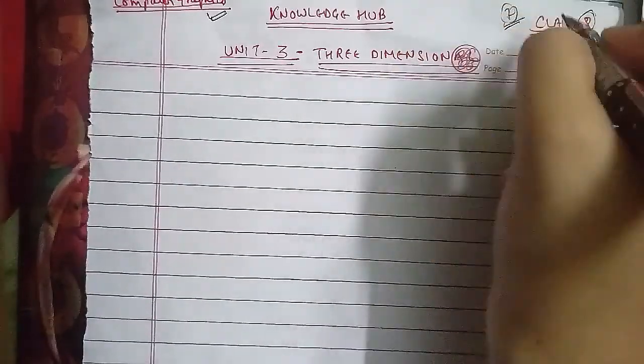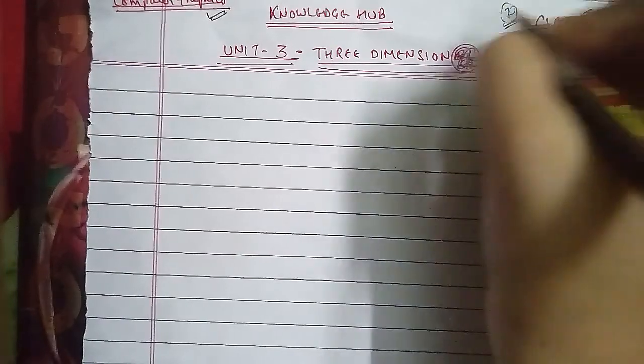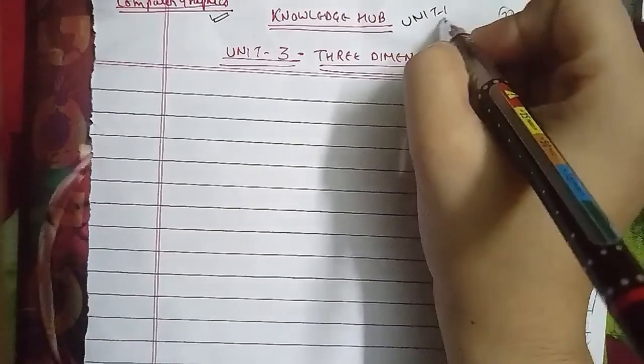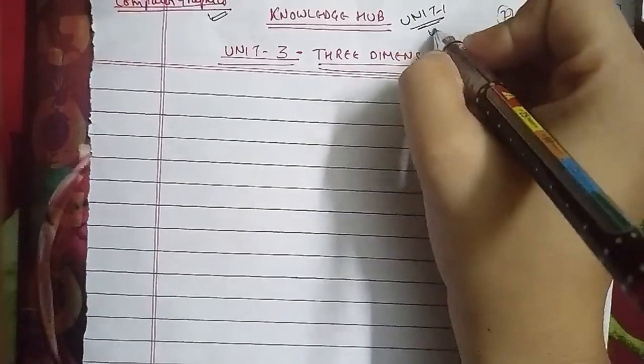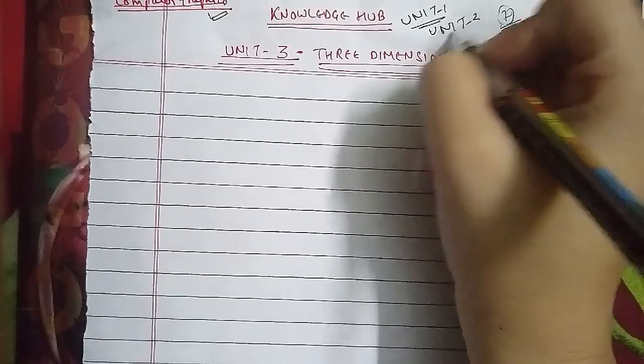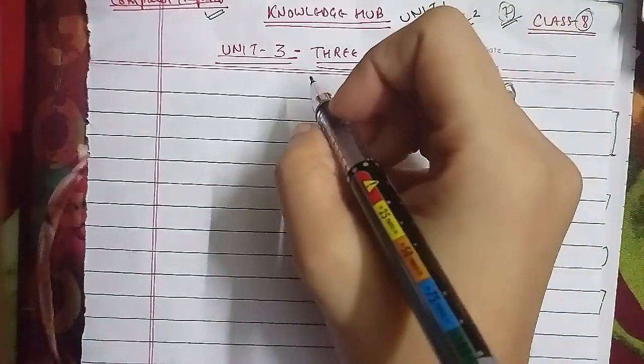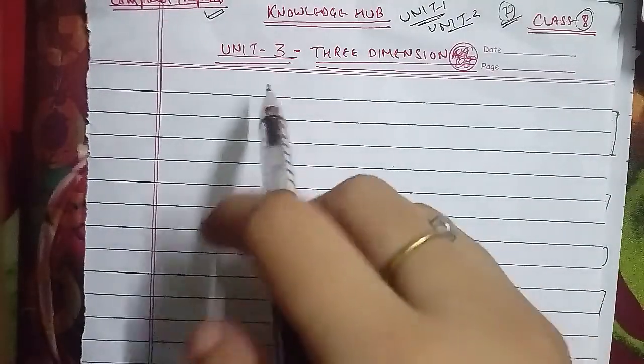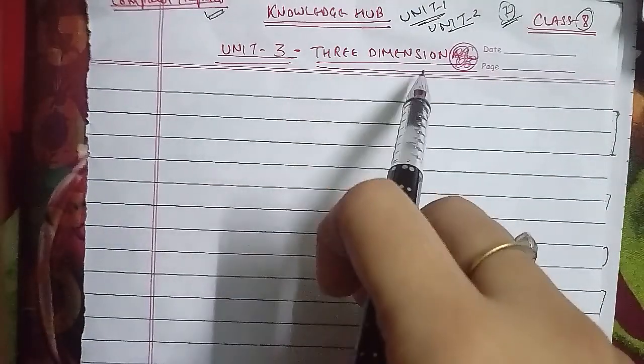Before these 7 classes, we had covered your unit 1. We had completed that as well, and we had completed your unit 2 as well, and we had started in the last classes your unit 3, which we will surely complete in this class. That is the 3-dimensional unit.